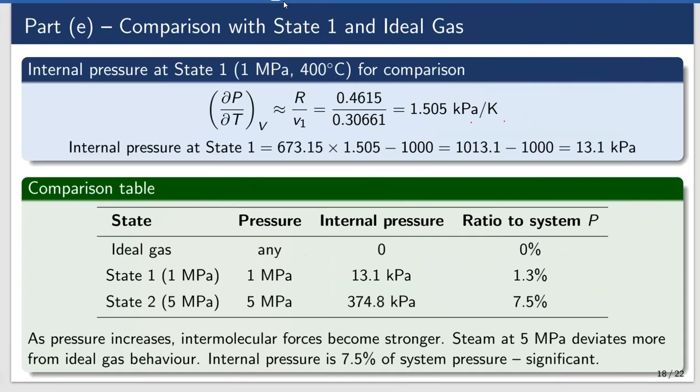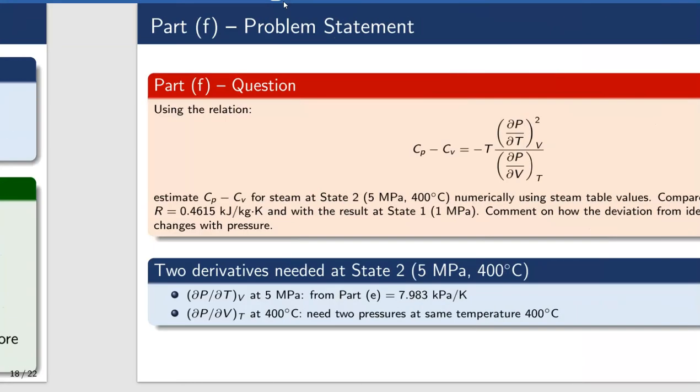Now from this we can say that for an ideal gas, the internal pressure at any pressure is 0, so the ratio to system pressure is 0%. At state 1, 1 megapascal, the internal pressure is 13.1 kilopascal, that is 1.3%, and at state 2, 5 megapascal, the internal pressure is 374.8 kilopascal, that is 7.5%. As the internal pressure increases, it is not ideal gas behavior but real gas behavior, so the steam behaves as a real gas.